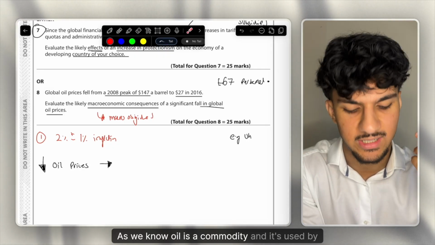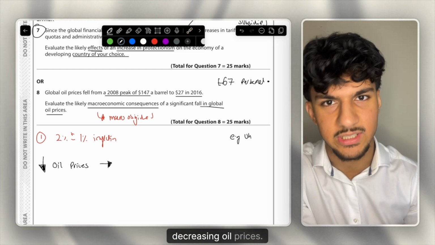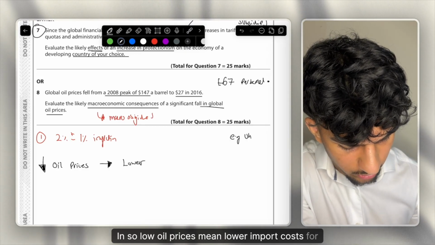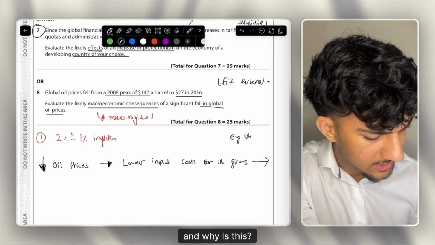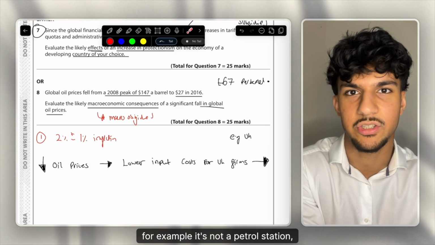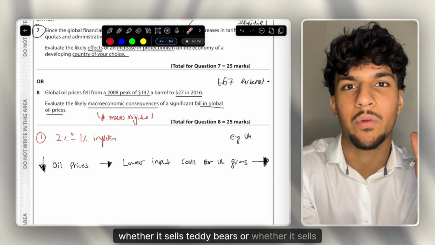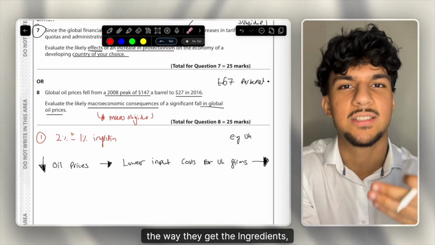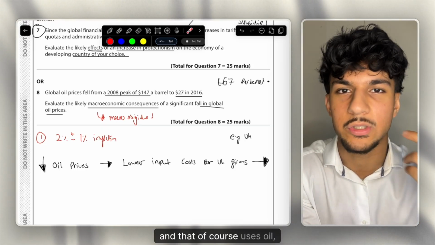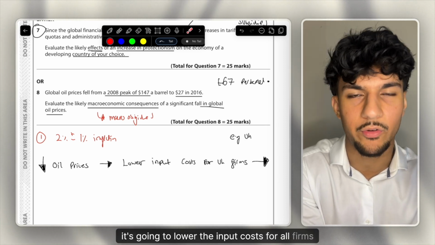As we know, oil is a commodity and it's used by pretty much every single firm in the UK. So if there's a decrease in oil prices, how is it going to affect UK firms? So lower oil prices mean lower input costs for UK firms. And why is this? Even if a firm does not explicitly use oil, for example, it's not a petrol station, it doesn't specifically supply oil, every single firm, whether it sells teddy bears or cakes, the way they get the ingredients, the way they get the teddy bears, is probably transported on a van or a truck, and that of course uses oil, uses petroleum. So it's going to lower the input costs for all firms in the UK.